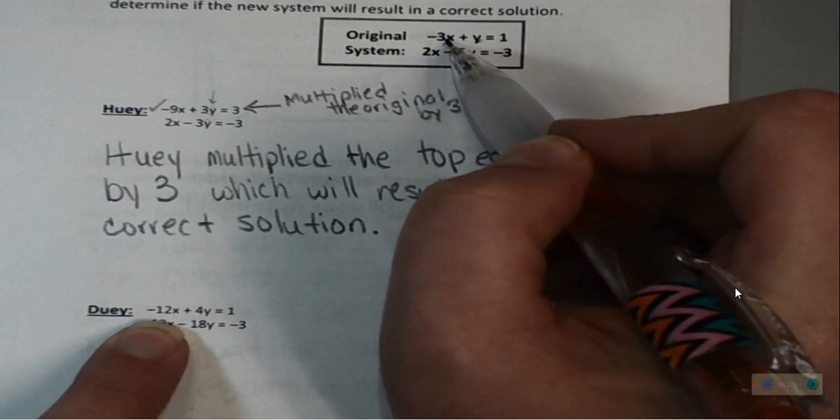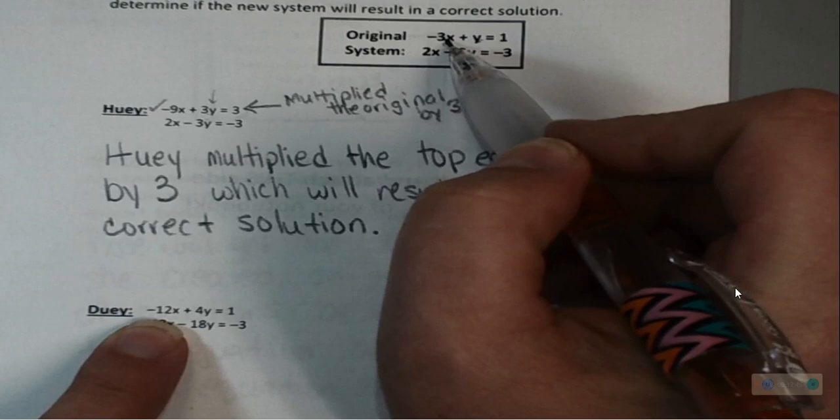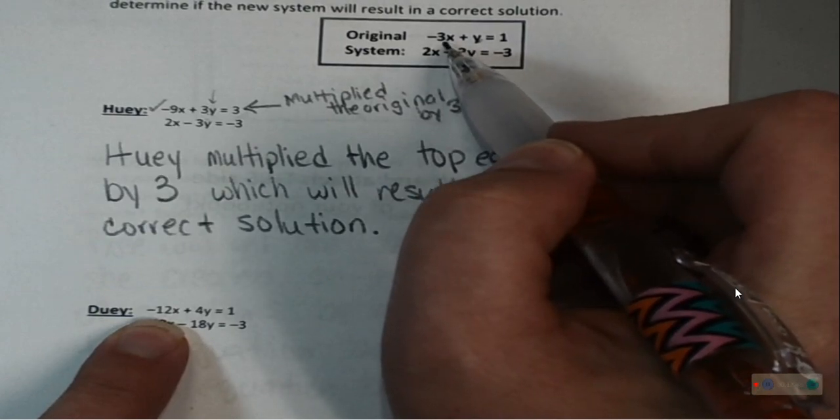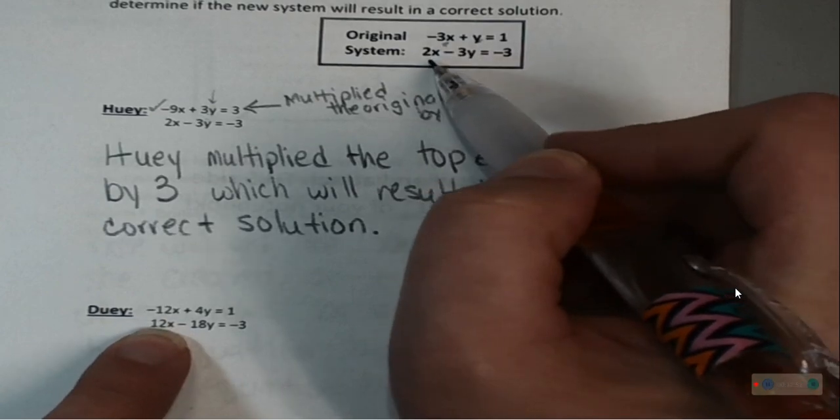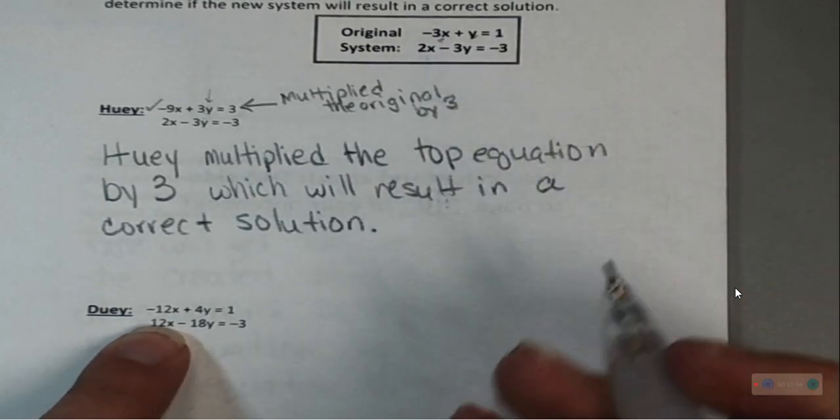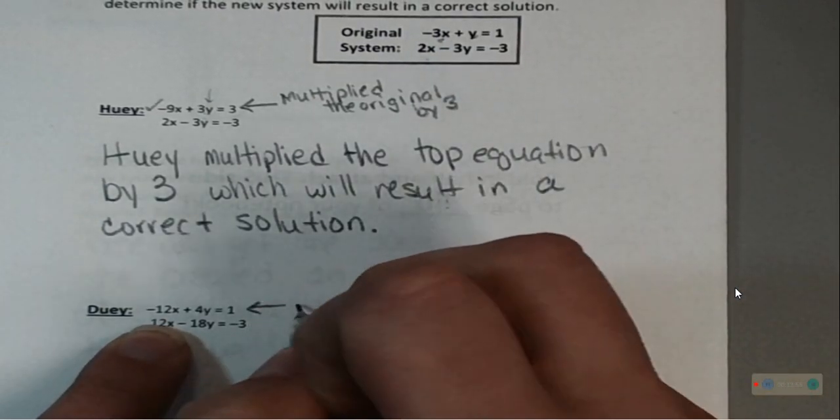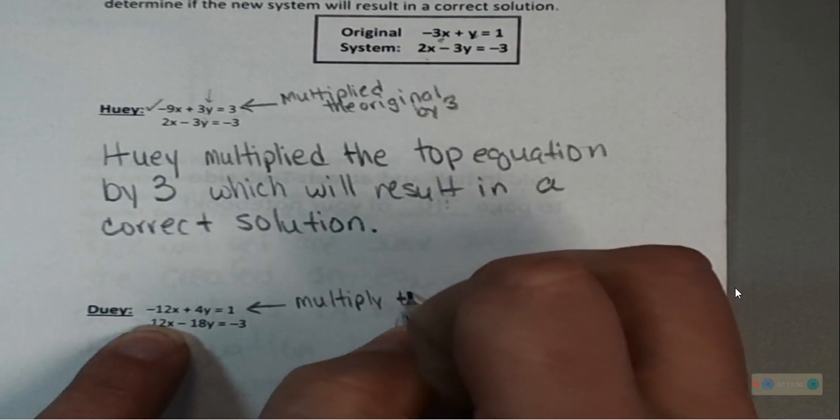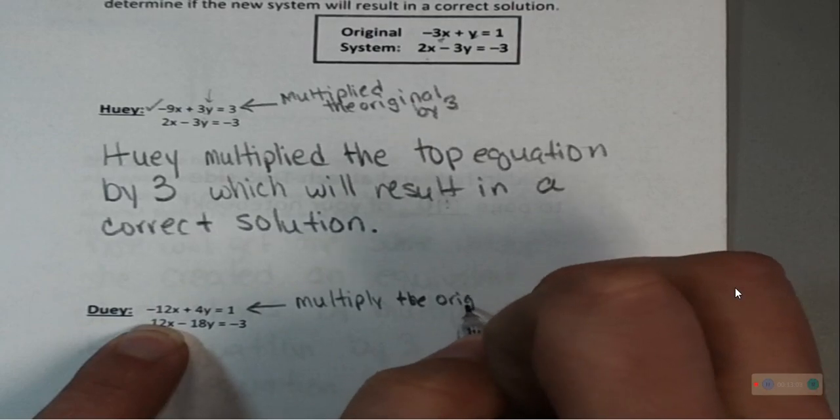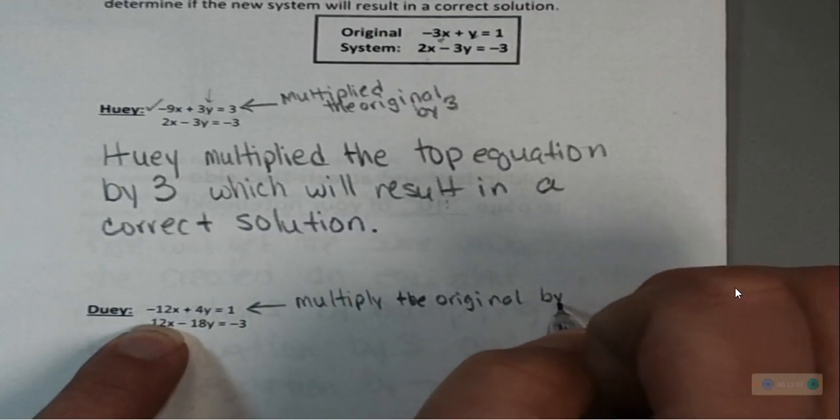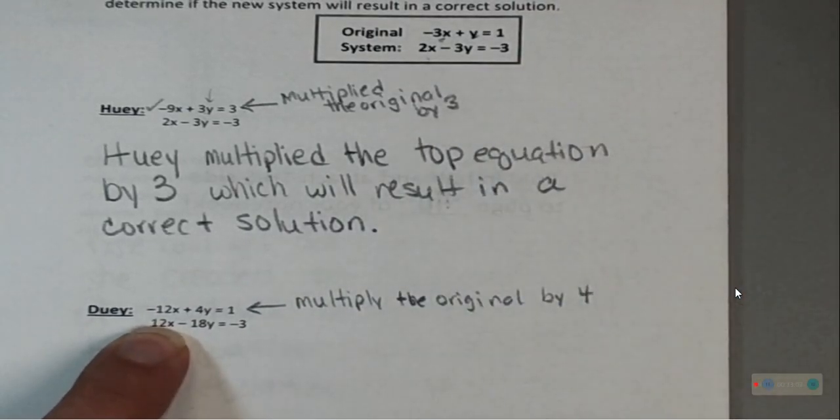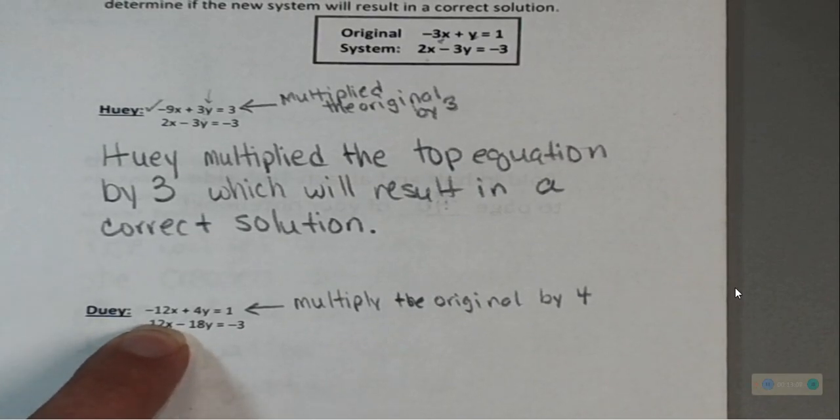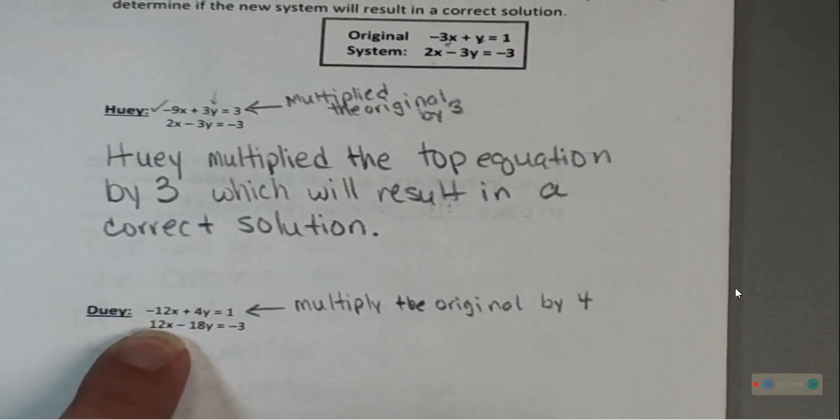What did he multiply by to get negative 12? What's 12 divided by 3? 4. It's all right, you were looking at the bottom. So for the top, he had to multiply the original by 4. Then let's see if he did that right, because he has to not just multiply the first term. He has to multiply every term.